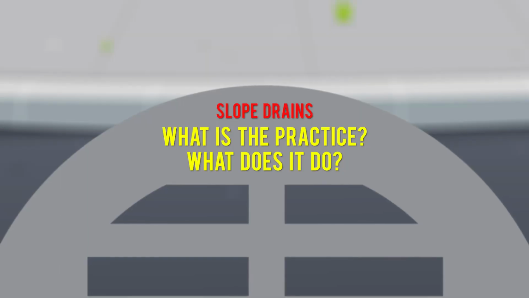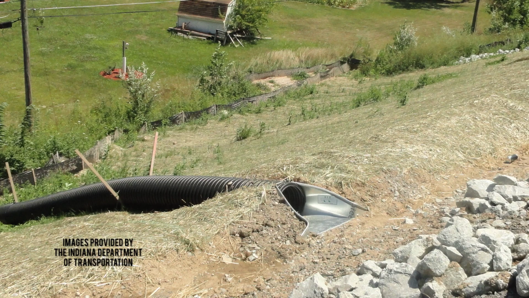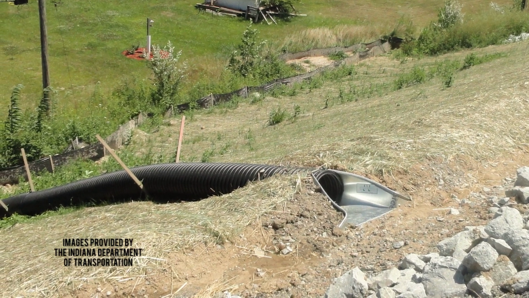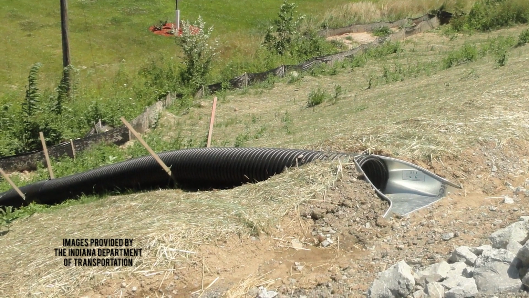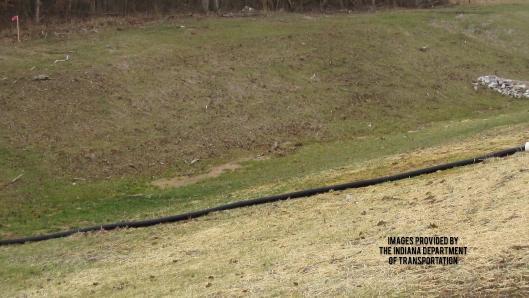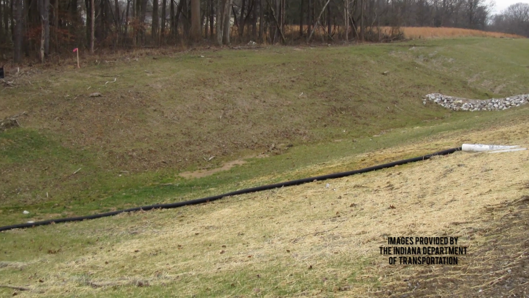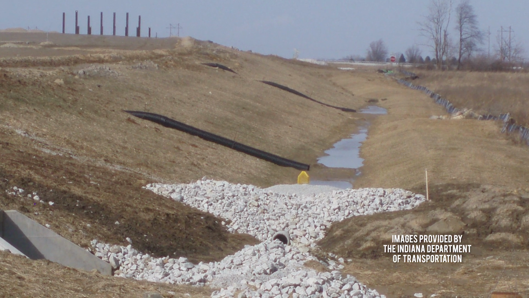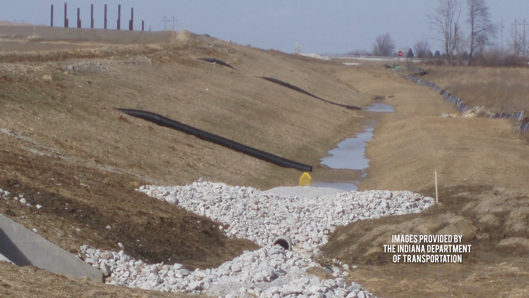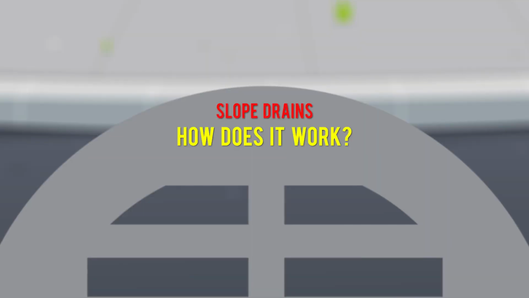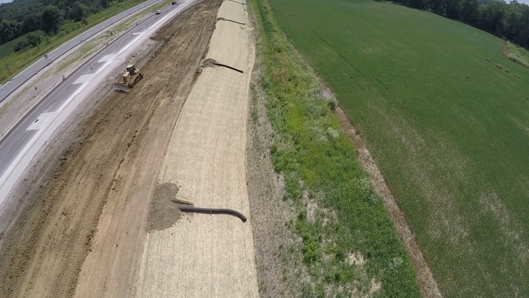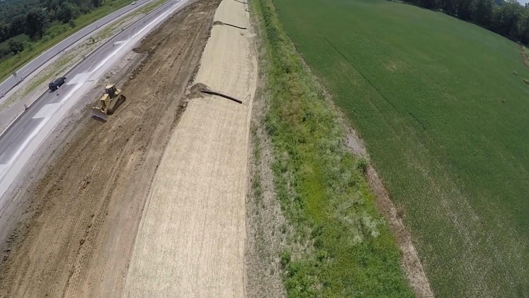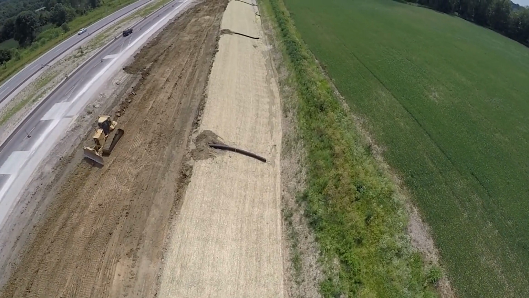Slope drains. What is the practice? What does it do? A temporary slope drain is a temporary stormwater control measure consisting of flexible or rigid tubing or conduit placed and anchored on an unvegetated slope to convey stormwater runoff from the top of the slope to the bottom of the slope without causing erosion of the slope surface. How does it work? It temporarily conveys stormwater runoff down the face of a slope without causing erosion.